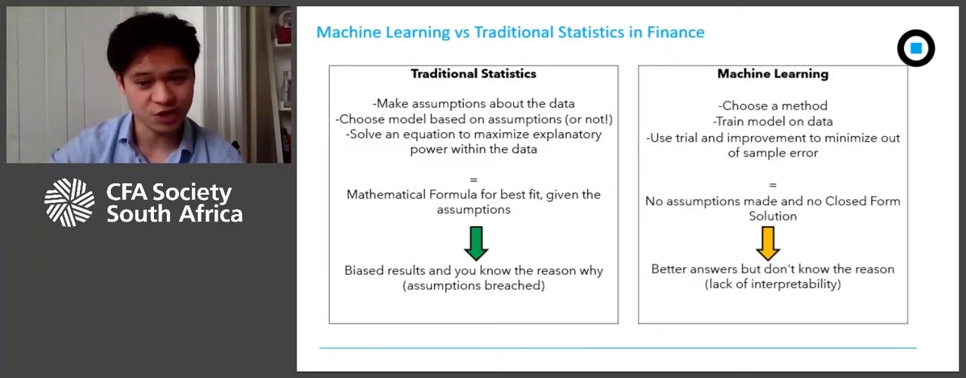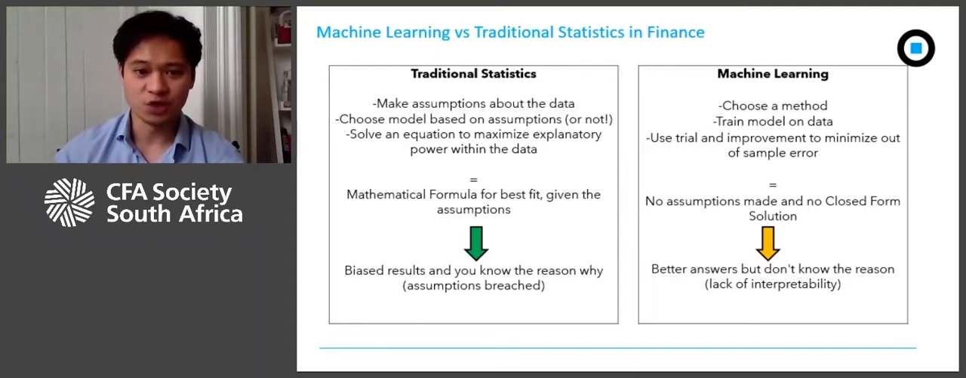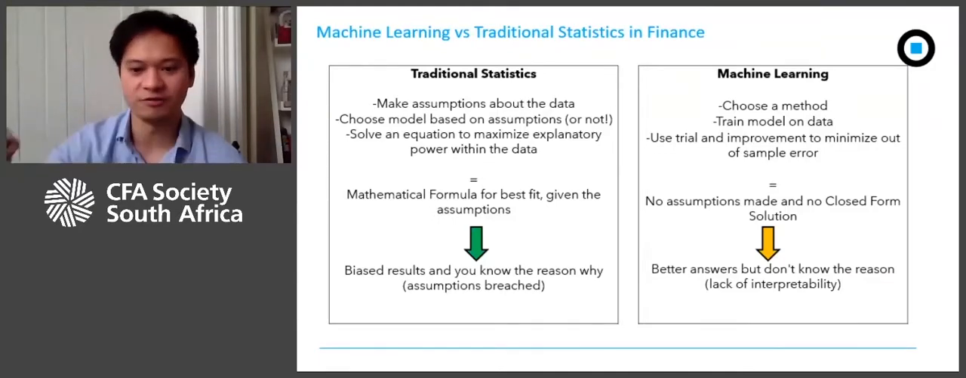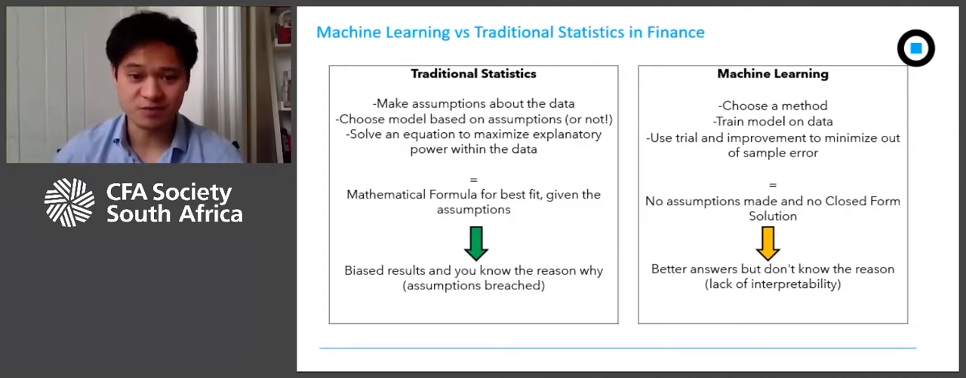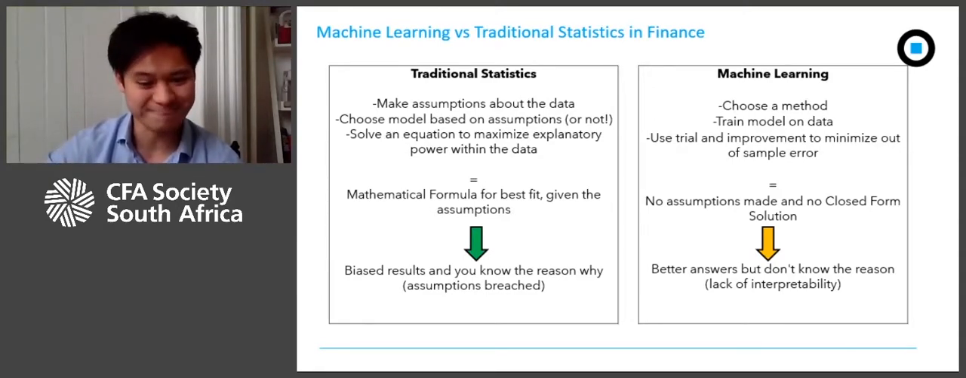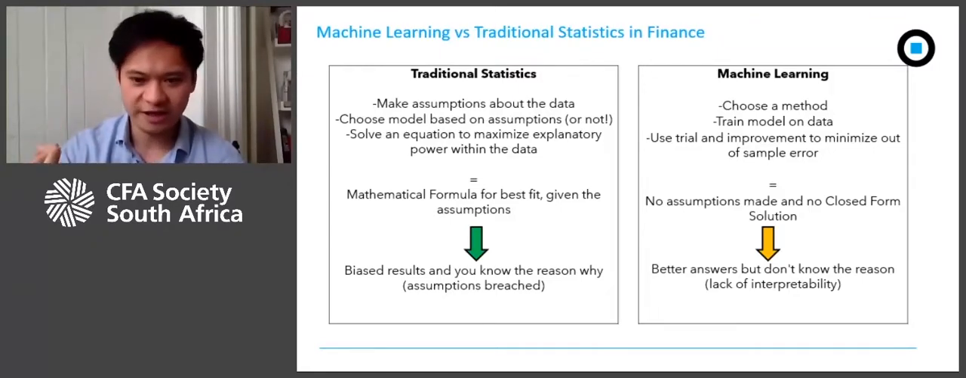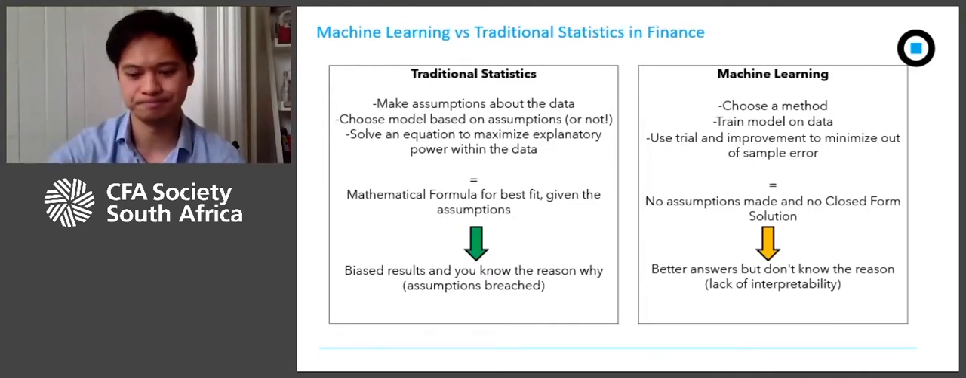With the machine learning approach, you choose a method, you train a model on the data, and then you use trial and improvement to minimize the out of sample error. So you're focused on prediction here, on predicting outcomes outside of your data set. The summary is that you've made no assumptions, but you don't have a specific math formula that you can use to explain how you got your results. Another way of saying it is that you end up with less biased answers, but the rules that the machine learning algorithm is using to get those answers are not always clear.